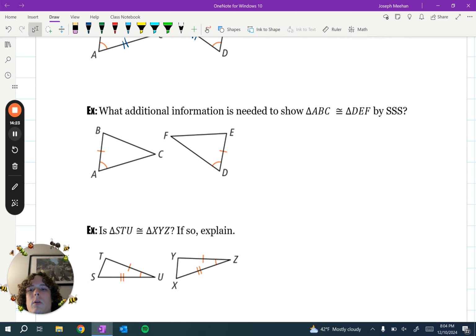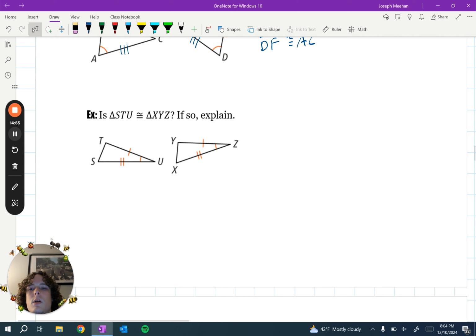There we go. What about this one? It says, what additional information is needed to show ABC is congruent to DEF by side, side, side? Here, we need all 3 sides congruent. So we need BC to be congruent to FE. We need AC congruent to FD. So BC congruent to EF, we'll say. And we need DF congruent to AC. And if those 2 things are both true, then those triangles are congruent because of side, side, side.